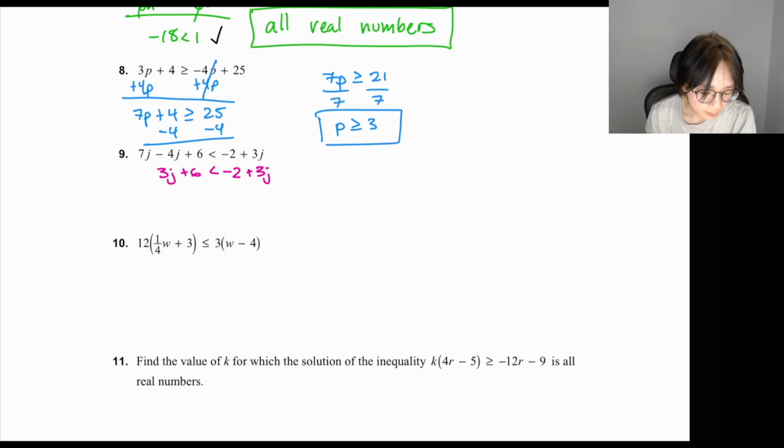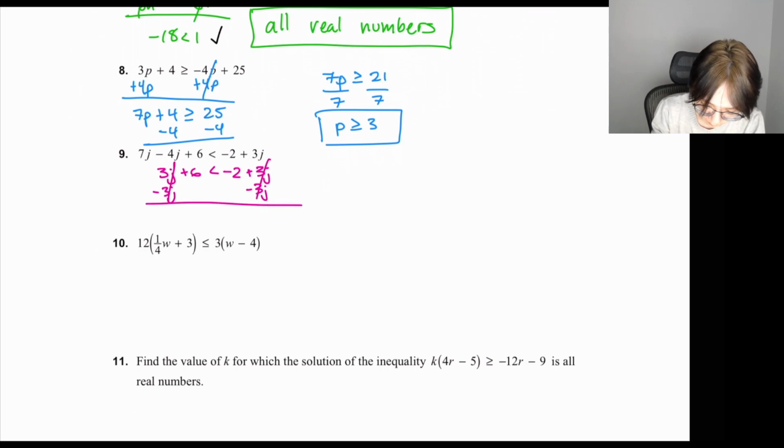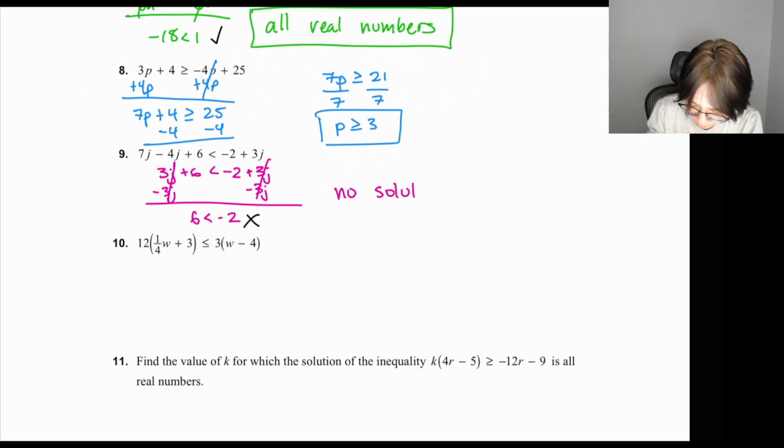Then we have the same situation as before. We have an equal amount of variable on both sides. We have 3j on both sides. So subtracting 3j, what do we get left over? 6 is less than negative 2. Is 6 less than negative 2? No, that's not true. So there is no solution.